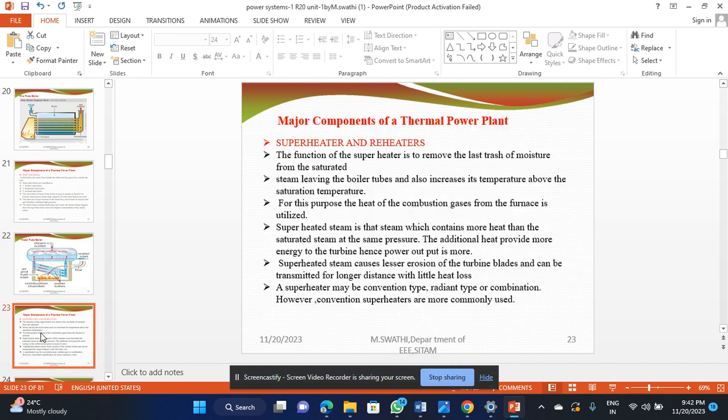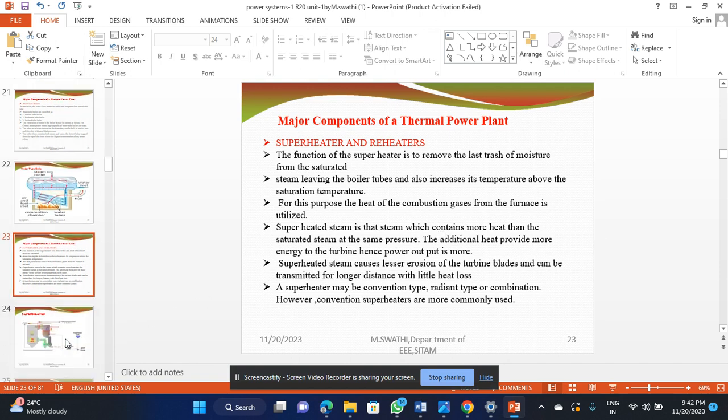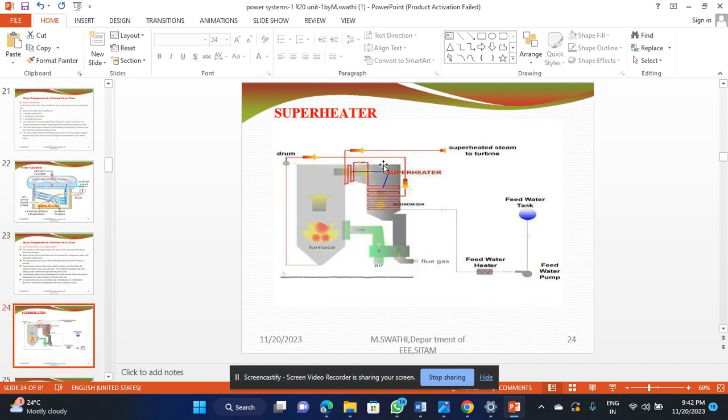Here, the other major components are superheaters and reheaters. The first one is the superheater. The main function of the superheater is to increase the temperature of the steam above the saturation point. If you see the diagram, this is our superheater, and this is our boiler, I mean the drum.